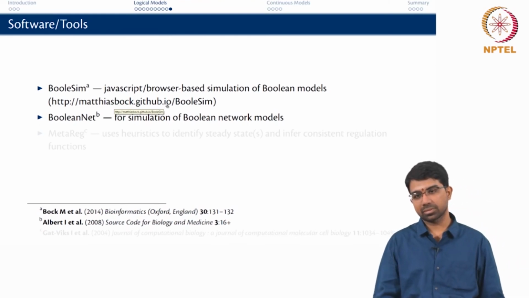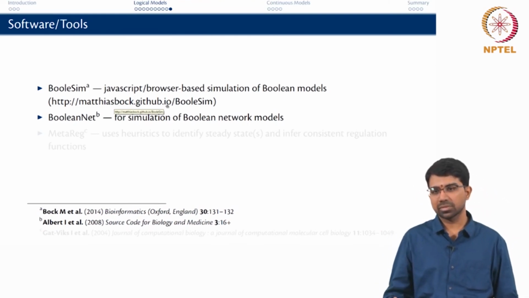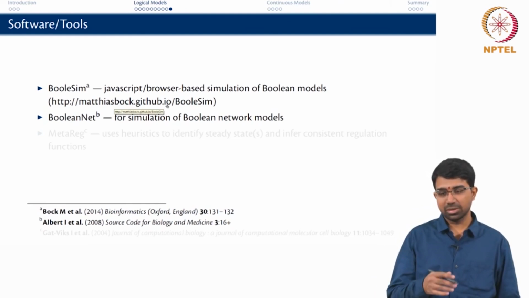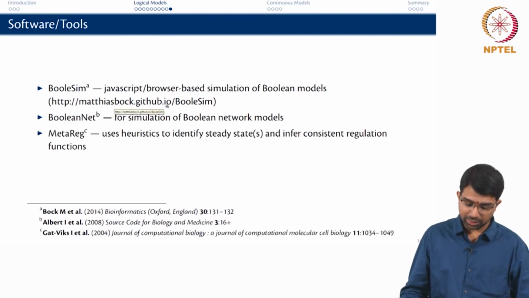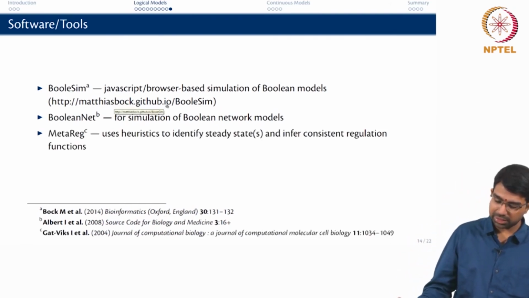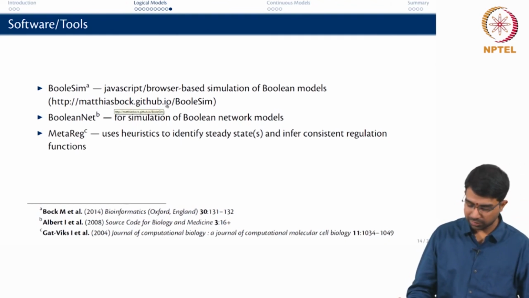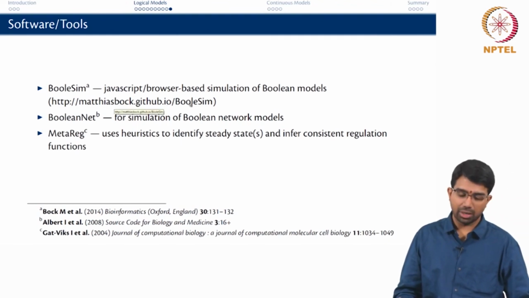So, what if that node is present in some other rule? It will just be false because that protein or whatever is no longer present. There is also meta-reg which uses heuristics to identify steady states and consistent regulation functions and so on. So, there are many interesting tools that are available.